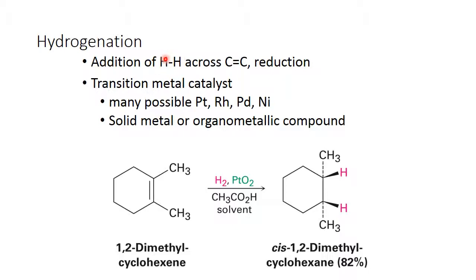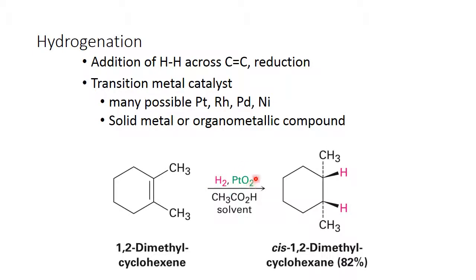Hydrogenation is the addition of hydrogen, a hydrogen molecule, across a double bond, and this actually causes reduction of the carbons. Anytime you increase the number of hydrogens on a carbon, you are reducing it. Anytime you increase the number of hydrogens on an oxygen or a nitrogen, you are reducing it. So this is reduction.